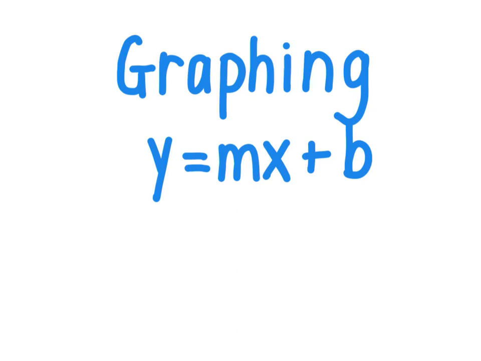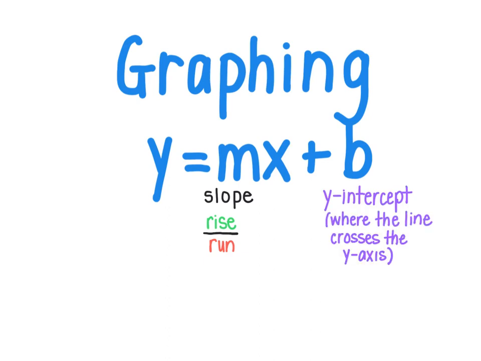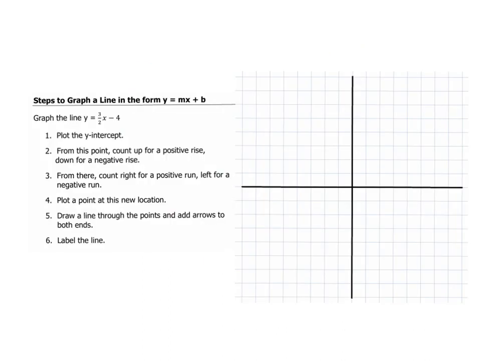Let's look at how we graph y equals mx plus b. We need to remember that m is the slope, and it's made up of the rise over the run, and b is the y-intercept, or the location where the line will cross the dependent axis. To graph any line, we need to be able to identify its y-intercept and its rise and run.